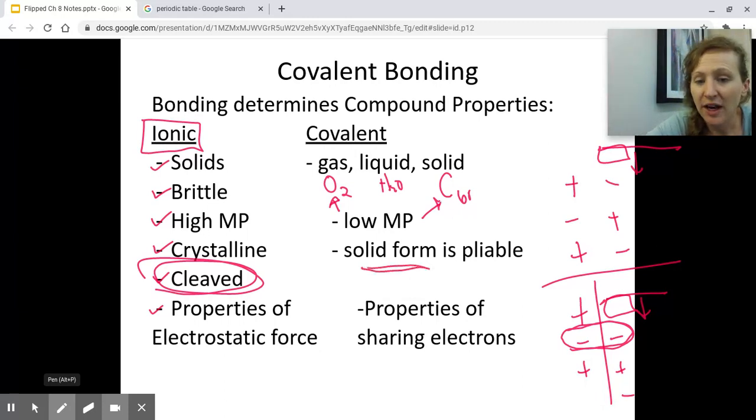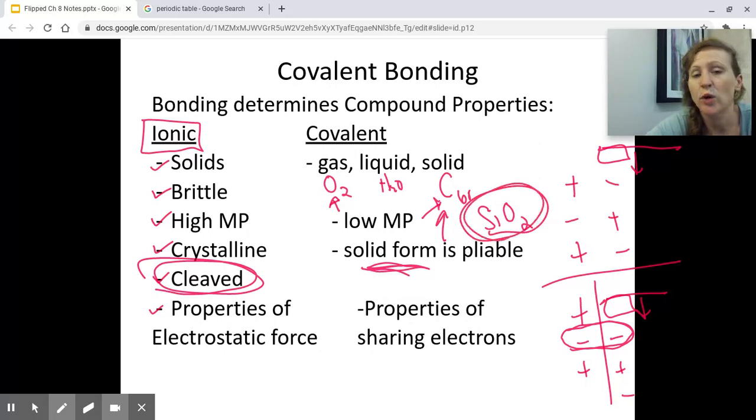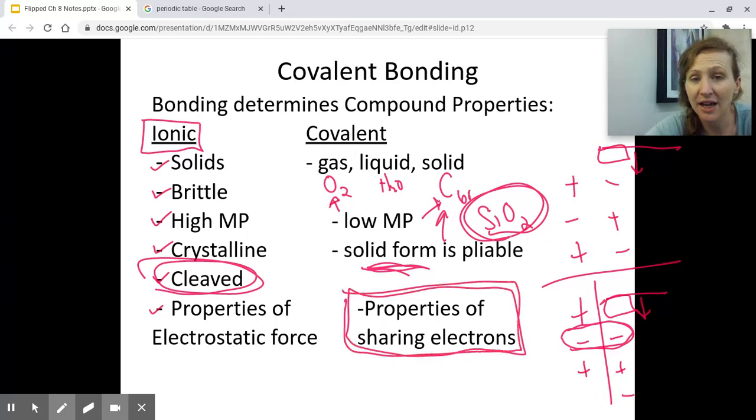If we find a solid form in covalent compounds, there's a really good chance that it could be pliable. It could be moldable. Some of them are, some of them are not. Again, diamond or silicon dioxide are good examples of things that are not pliable. This is like quartz rock, for example. They're really driven by properties of sharing electrons. So again, forming that octet is going to be your driving factor with covalent compounds.